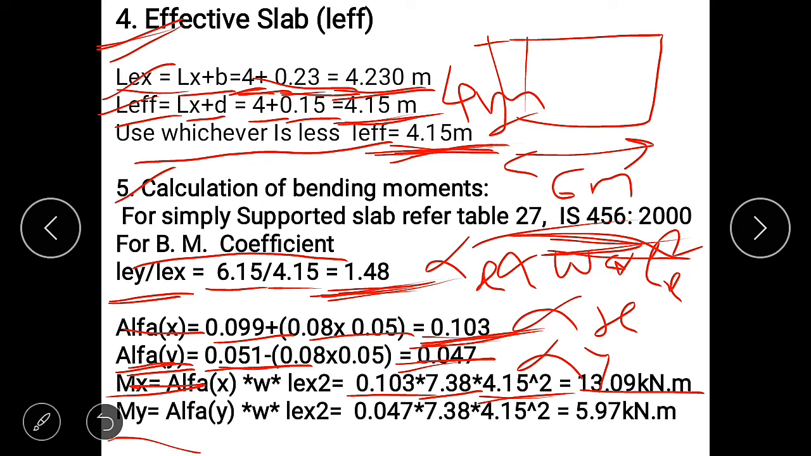Same for My. The formula is alpha y into w into Lex square. For both we use Lex, the effective span of the slab, which is 4.15. So alpha y is 0.047, w is 7.38 and Lex is 4.15. So the answer of My is 5.97 kilonewton meter.